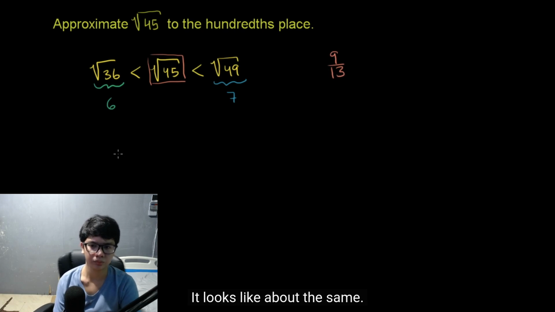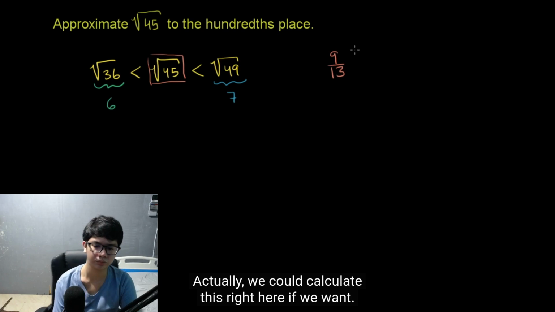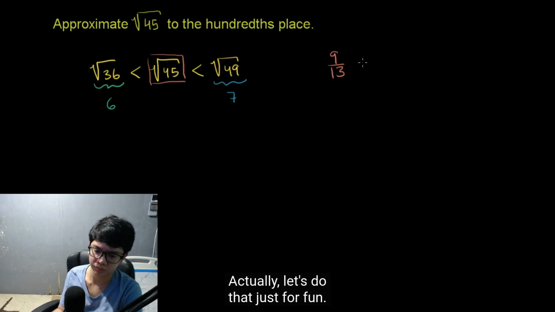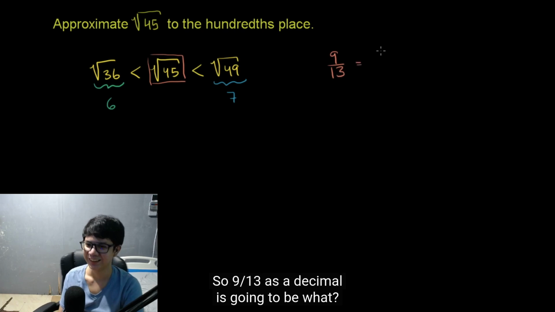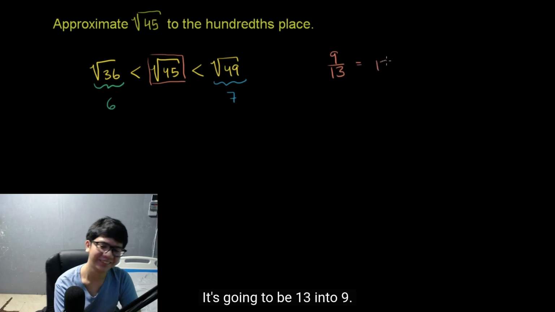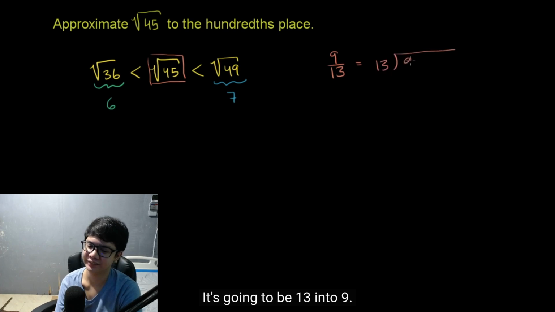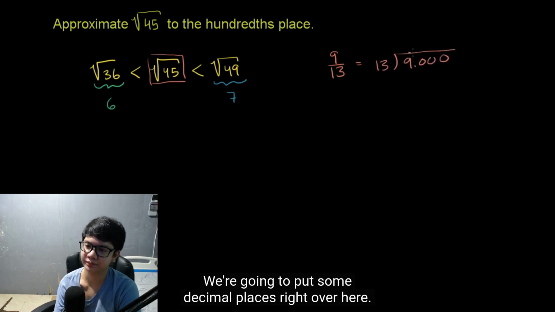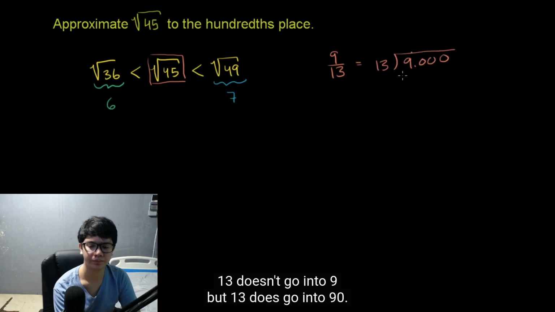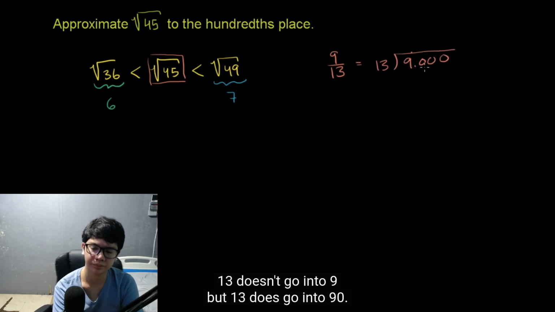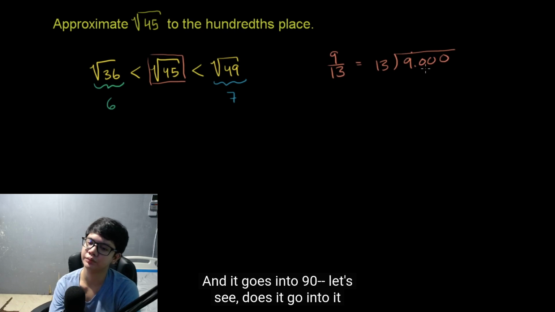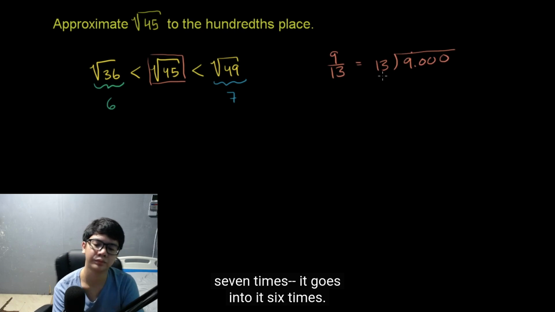It looks like about the same. Actually, we could calculate this right here if we want. Actually, let's do that just for fun. So 9/13 as a decimal is going to be what? It's going to be 13 into 9. We're going to put some decimal places right over here. 13 doesn't go into 9. 13 does go into 90. Let's see, does it go into it 7 times? It goes into it 6 times.